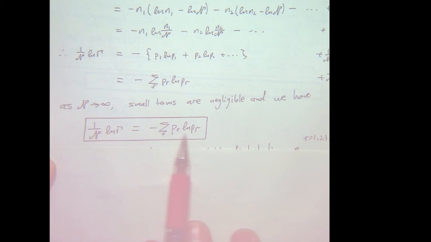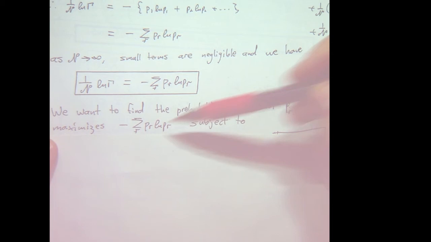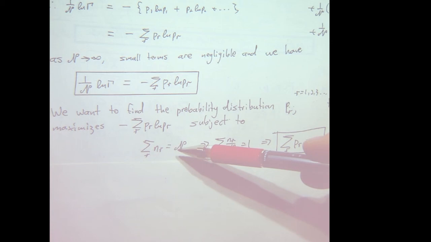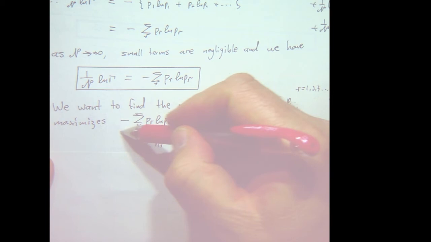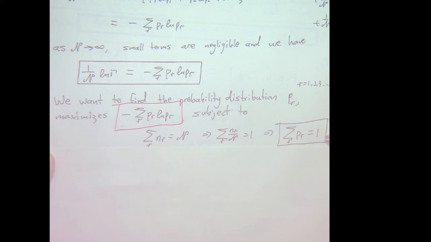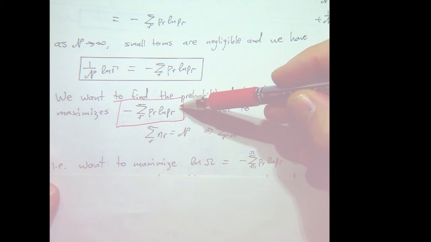In other words, we want to find the probability distribution pr that maximizes this subject to the constraint sum over r of little nr equals capital N. This is the number of systems in the ensemble, but then divide both sides by curly N. And here you've got the sum of the probabilities equal to 1. Okay? So the problem is to maximize this function. It's a function of the prs, subject to that constraint. And, of course, that is the entropy. You've got to maximize the entropy.